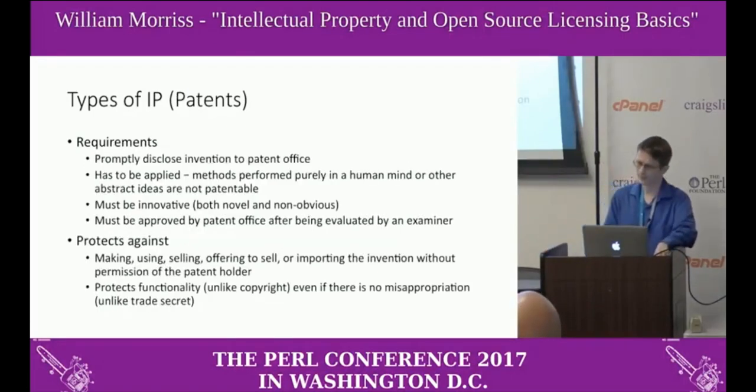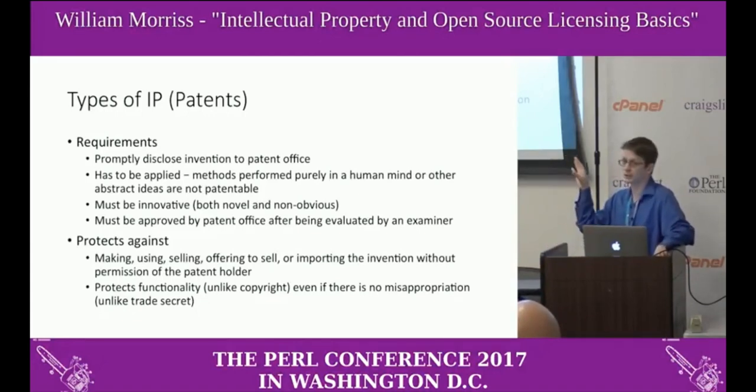The third one here is a patent. You have to promptly disclose your invention to the patent office. You have to give a complete description. This does kill your trade secrecy, by the way. Every patent is a public document, and if it's not fully disclosed, your patent is invalid. It has to be some kind of applied invention, so if it's something I do in my head, for example, that's not going to do it.